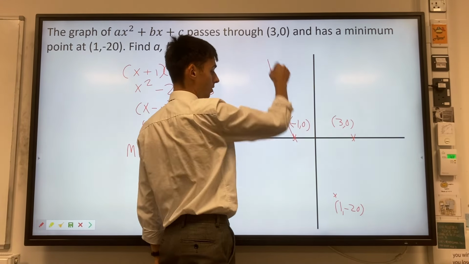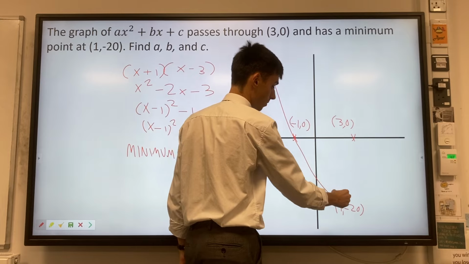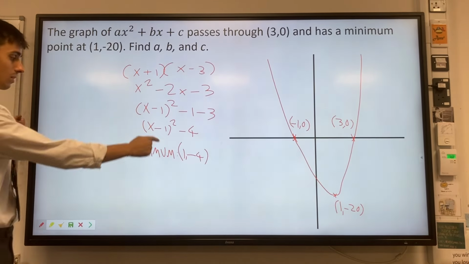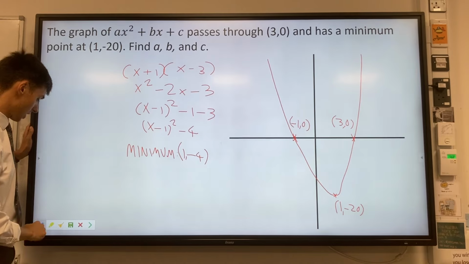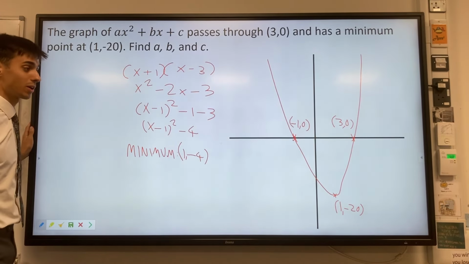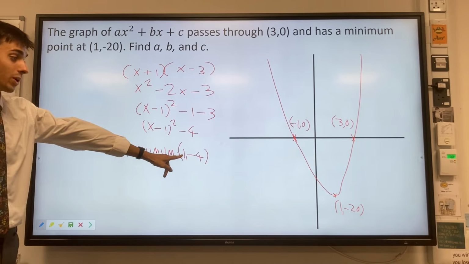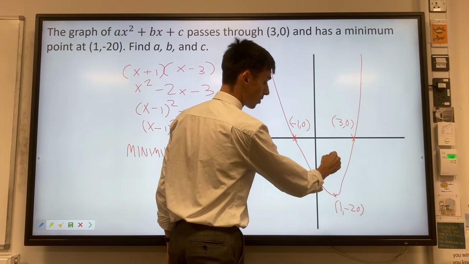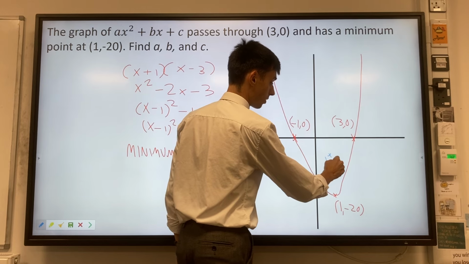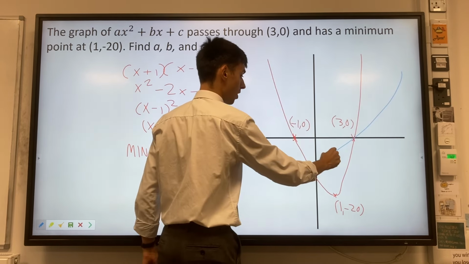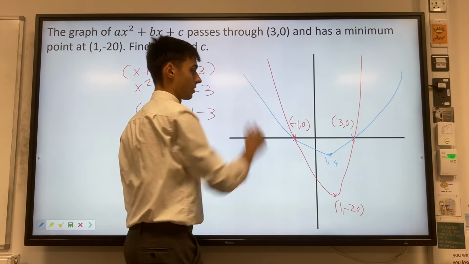This is our original curve that we've got. It looks quite steep. And this curve, if we just had this factorization as x plus 1, x minus 3, we would get our minimum point at 1, minus 4. So that's going to be right above this one, but at 1, minus 4. The curve's going to be a lot shallower than the one we've got.